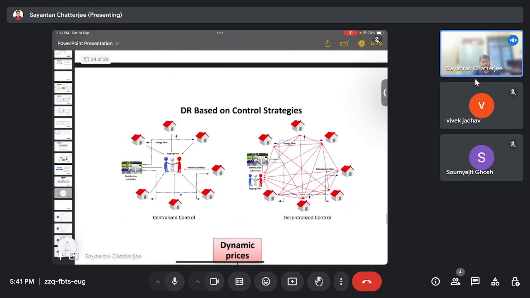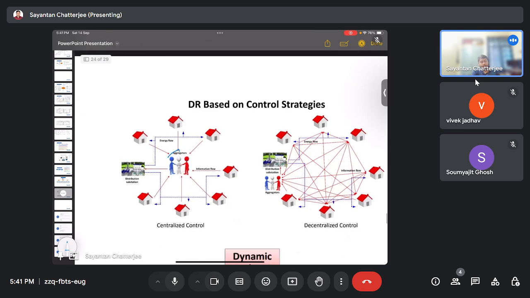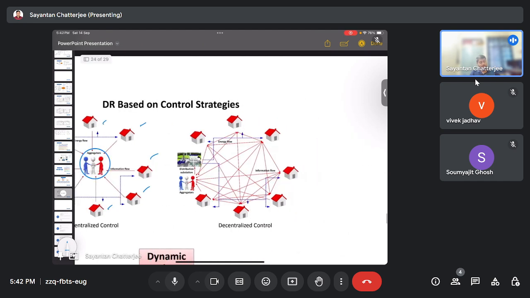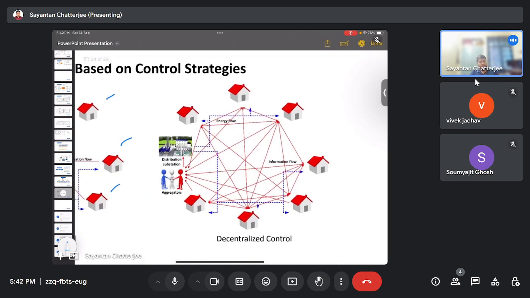Demand response based on control strategies: we have centralized control, where the aggregators are solely responsible and the distribution substation is delivering. The aggregator communicates with the distribution substation, and all the houses communicate with the aggregator, and in exchange they are delivered that much amount of power based on the household loading scenario. So this is the centralized scheme.